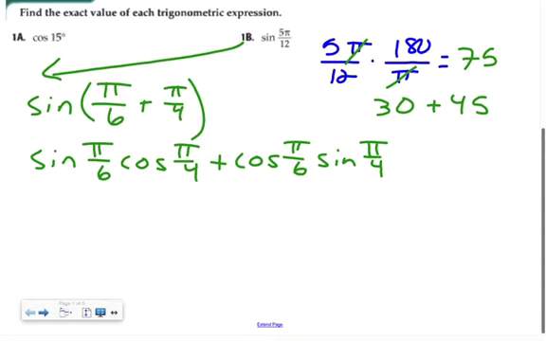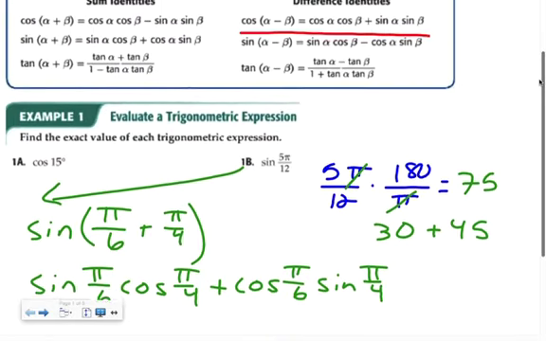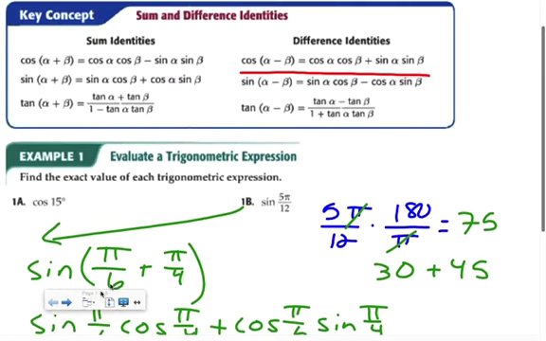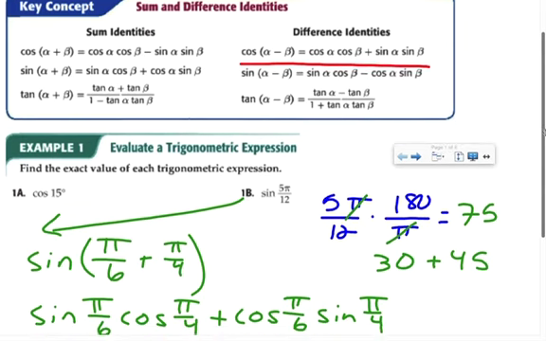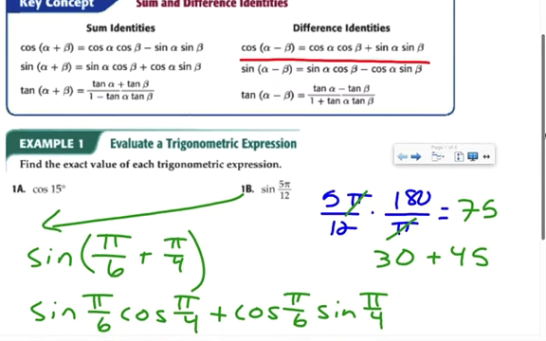And you can't see your identities, so I'll bring those back up. I'm using this one.